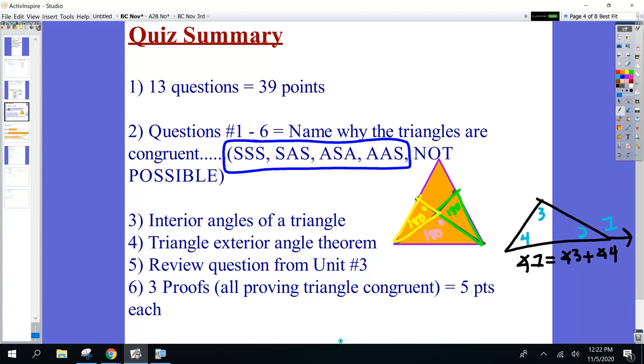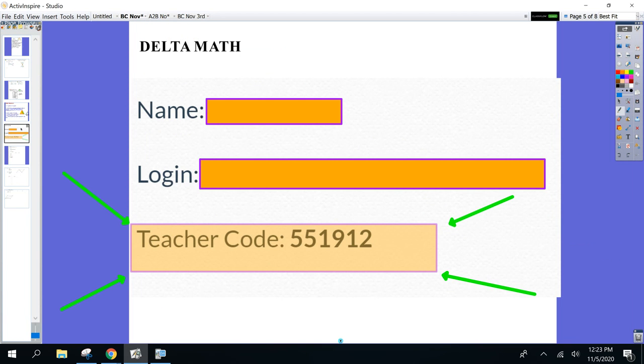I've started to dive into Delta Math. Some of you guys may have used it last year. Your algebra teachers might have used it before. What I did on Delta Math was I created an assignment that's a review for your quiz. So real quickly, if you're interested, this is not an assignment. I'm not even going to go into Delta Math and see if you did any or not. This is totally for your studying purposes.